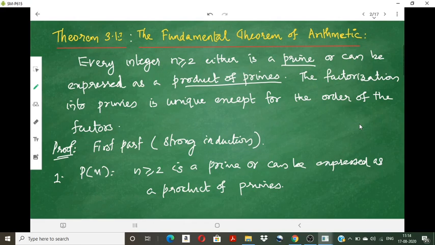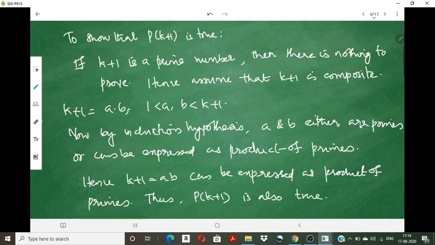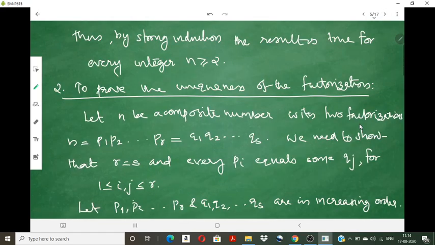So the first part we prove by strong induction. It's quite easy. You can understand from the steps. You just remember the steps of strong induction and do it. Okay. And for the second part, what we have to show is uniqueness. For proving the uniqueness, first we assume that there are two such expressions. One is with the primes p1, p2, etc., pr, and another one is with the primes q1 into q2 into etc. into qs.